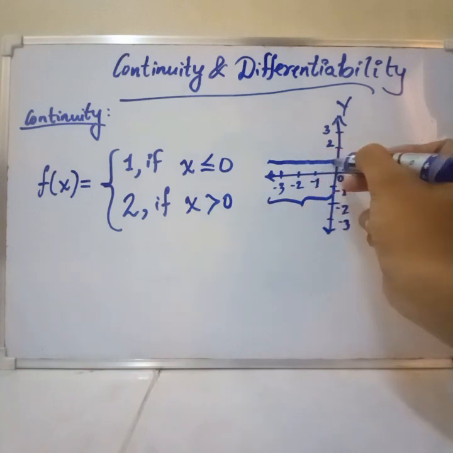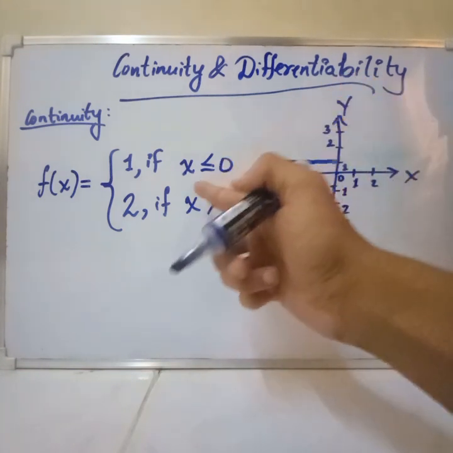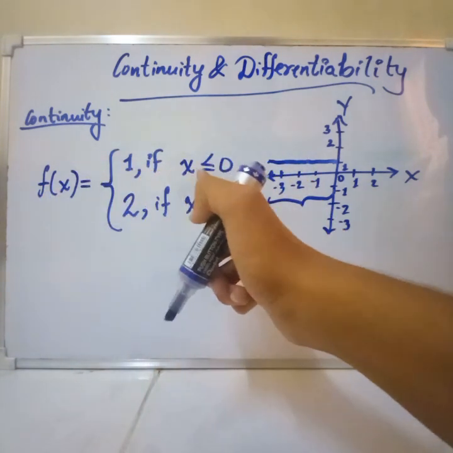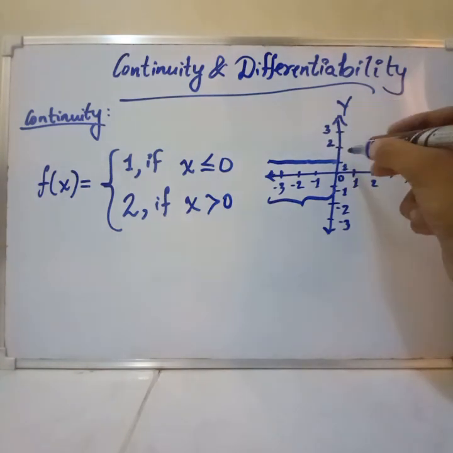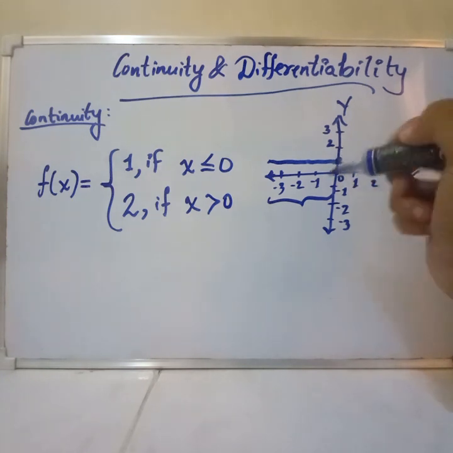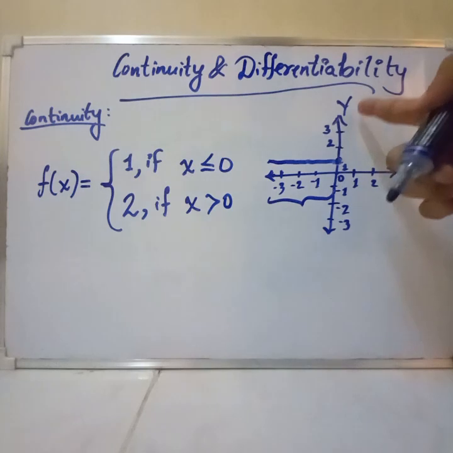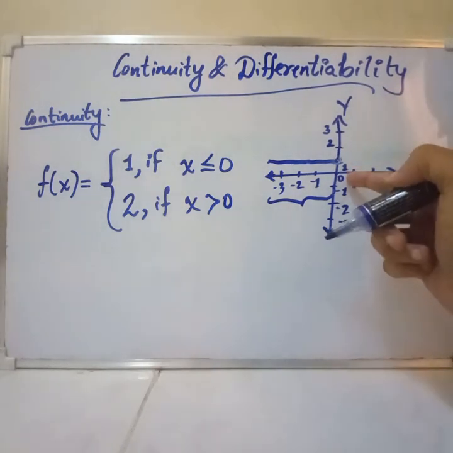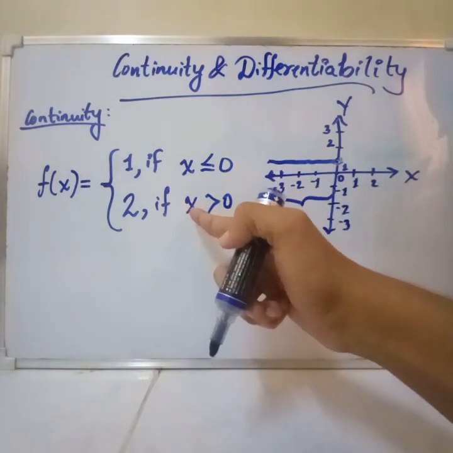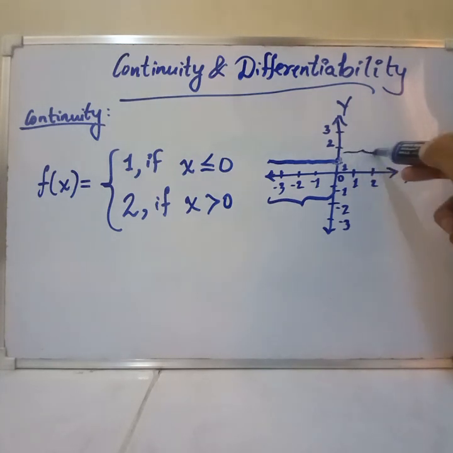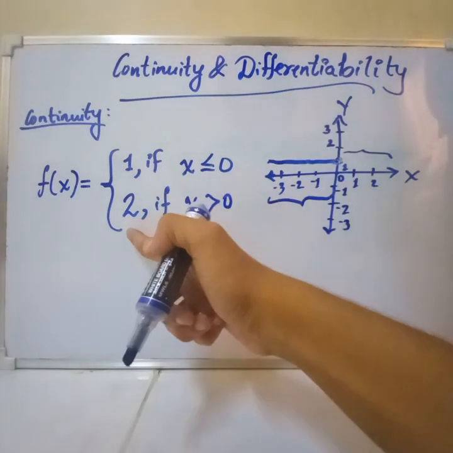So this will be the line which corresponds to the first part of the equation, f of x equal to 1 if x is less than or equal to 0. And at the point x is equal to 0, that point also y will be equal to 1. Okay, f of x actually represents y, so it will be equal to 1 when x is 0. Then next we have to check at every point greater than 0. When x is greater than 0 means this region, right? So it is equal to 2.